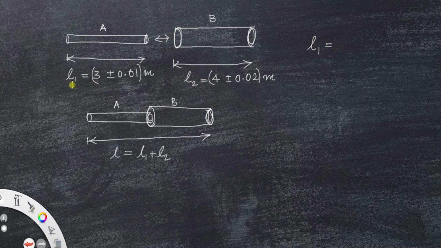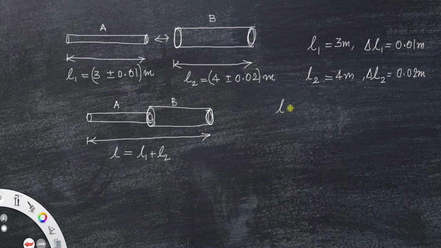Let's take, for our convenience, L1 to be 3 meter, and the error in the first length, delta L1, we can take as 0.01 meter. Here also you have to put the unit. L2 is 4 meter, and delta L2 is equal to 0.02 meter.